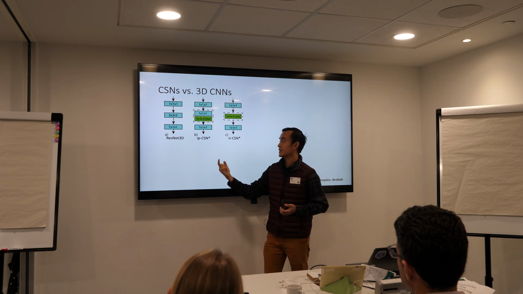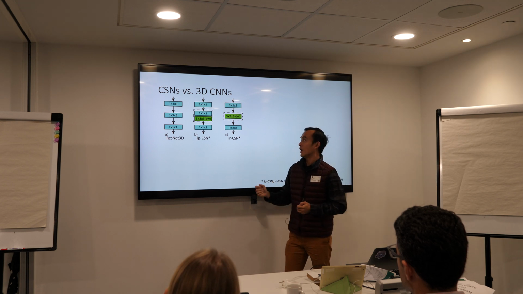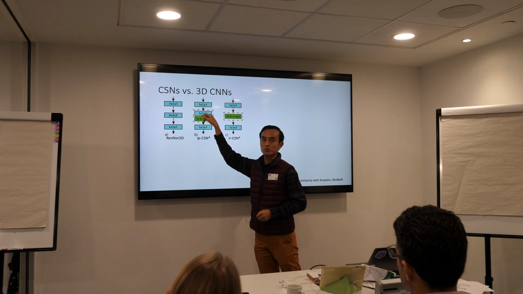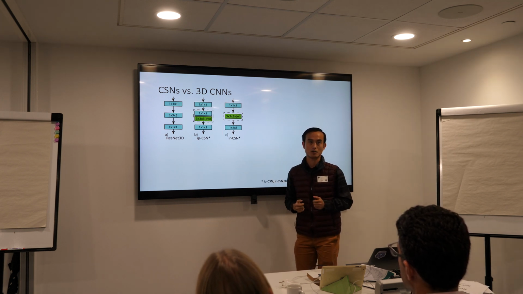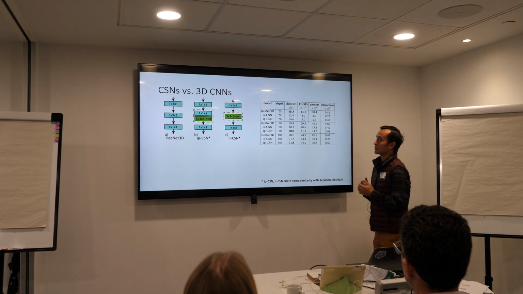interactions. So basically that's why we call it IP-CSN, which is interaction preserved CSN. On the other side, if we move a little bit further, let's say, how about we remove this one? Basically, it becomes interaction reduced CSN. So now let's look at how it performs in the ablation on the Kinetics dataset.